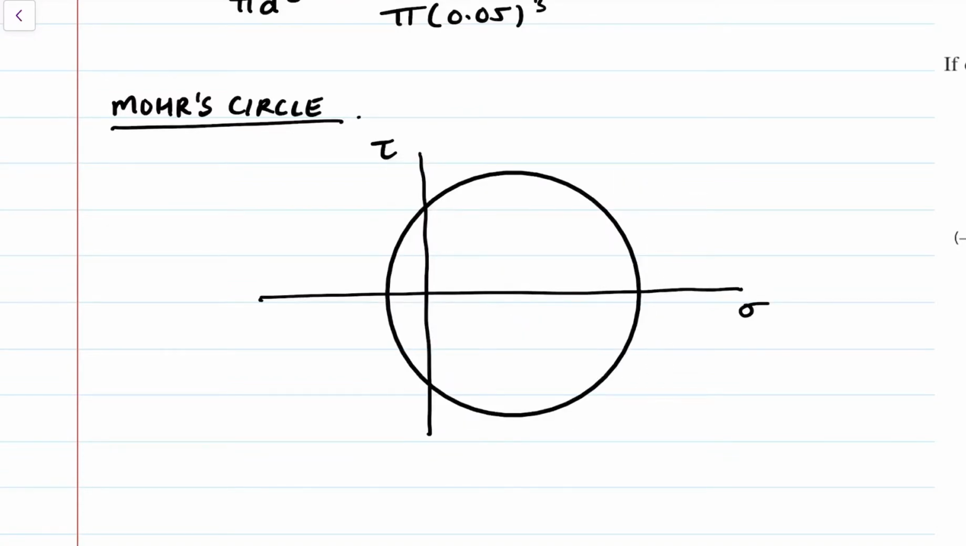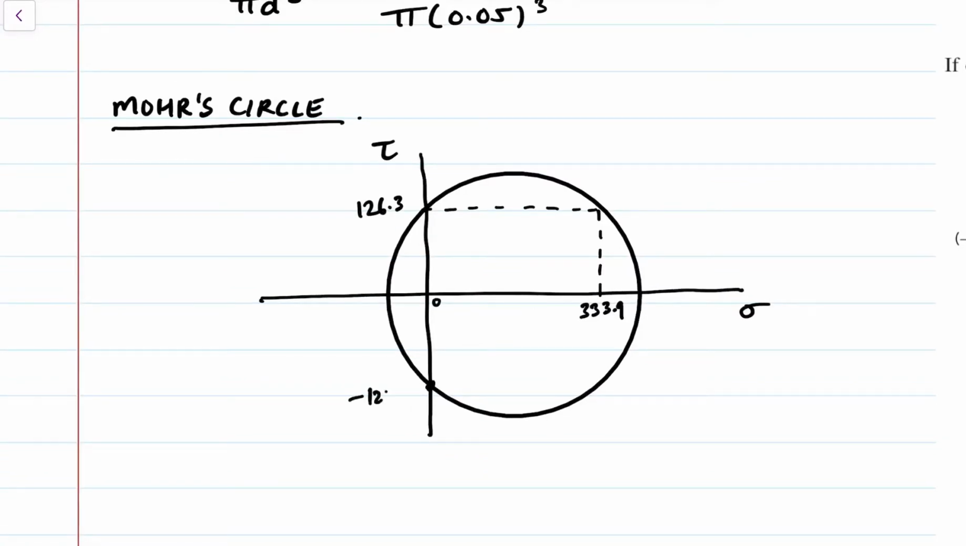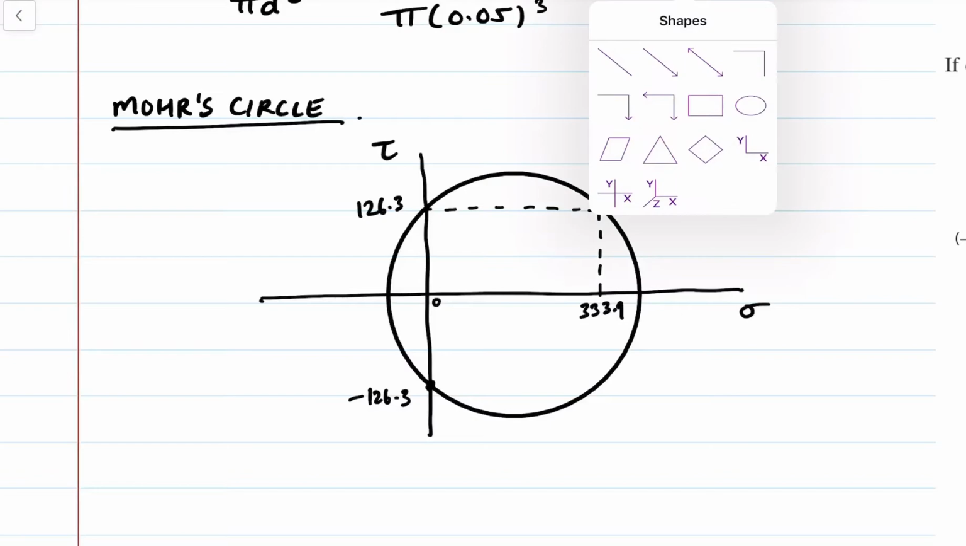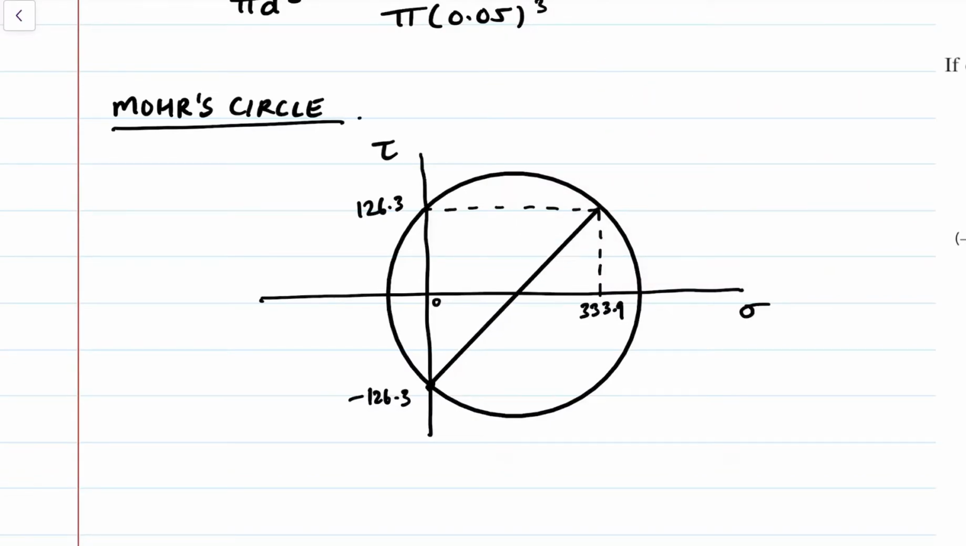Yeah, seems reasonable. So we have 333.9 here, and then we have shear axis at 126.3. Similarly here, it would be 0 and negative 126.3, and then I can draw a line across. So this is my center. This is all in megapascals.